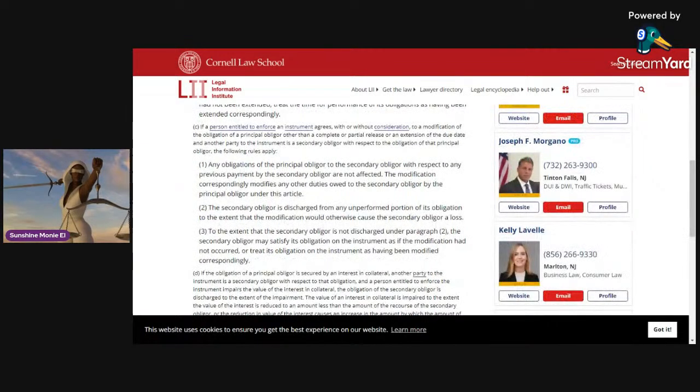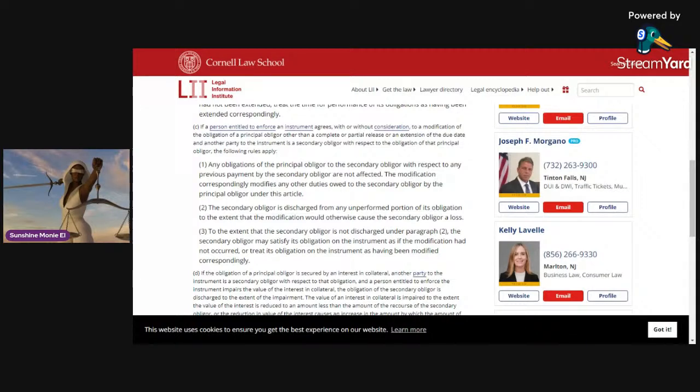If a person entitled to enforce an instrument agrees, with or without consideration, to the modification of the obligation of the principal obliger other than the complete or partial release or an extension of a due date, and another party to the instrument is a secondary obliger with respect to the obligation, any obligations of the principal obliger to the secondary obliger with respect to any previous payment by the secondary obliger are not affected. So if y'all two got a contract or idea amongst yourselves, that's between y'all. But y'all still under the same terms and conditions on my contract. So whatever the principal obliger is going through, see, I heard it. I felt it first. I felt the wind. Then the secondary obliger, same thing.